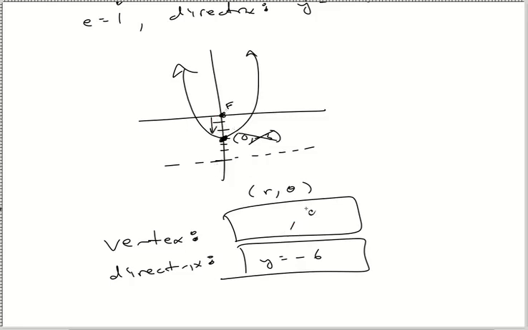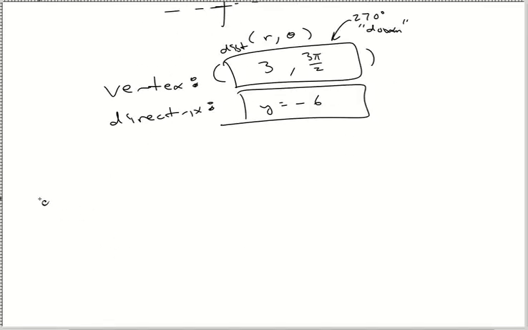How do you say down? 3 pi over 2. Again, that's basically 270 degrees. So I'm trying to say 270 degrees, which basically means down in polar land. Down. But how much down? 3 down. 3 distance down. This is just simply a distance. There you go. Next question.